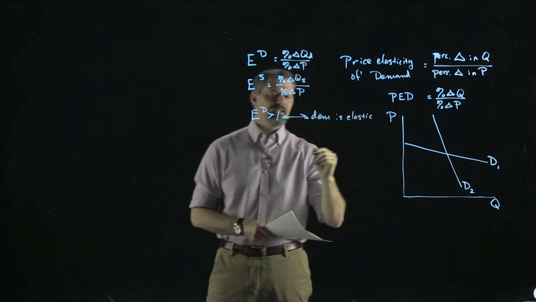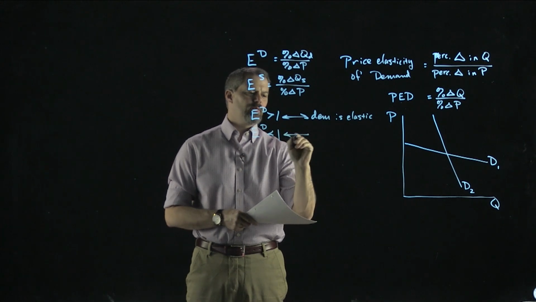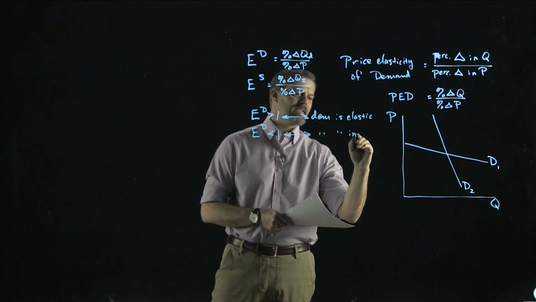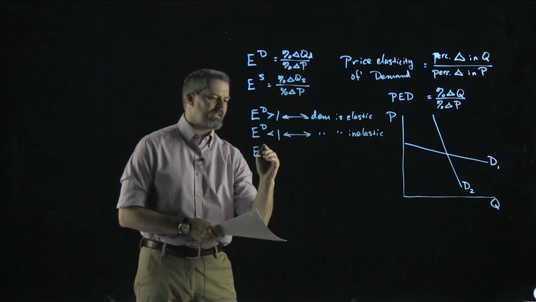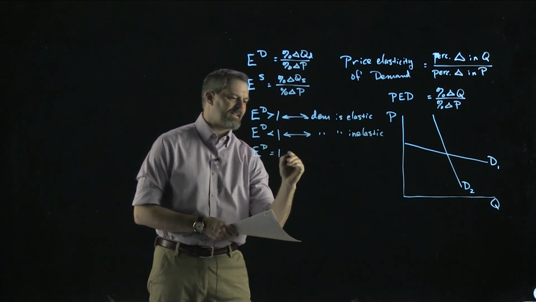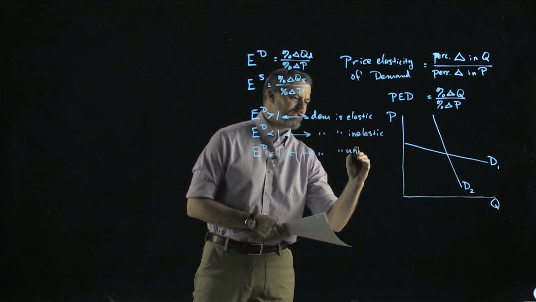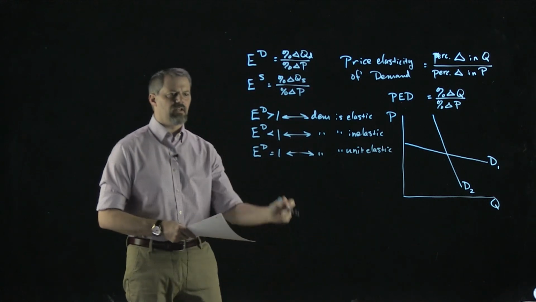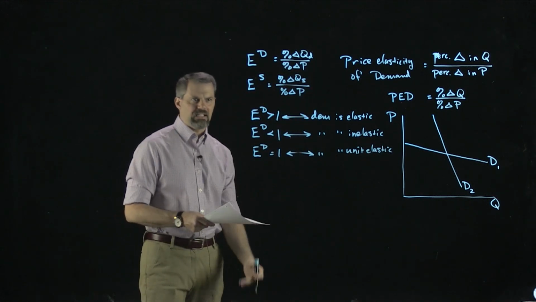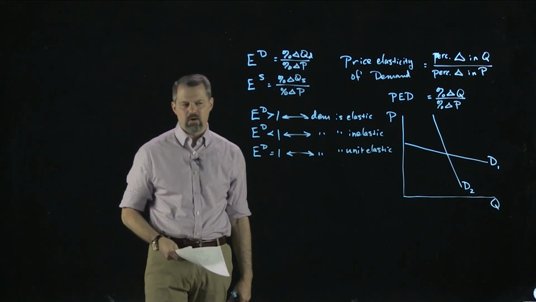And if you were to calculate the elasticity of demand and it's less than 1, we would say that demand is inelastic. And then finally, if you were to calculate the elasticity of demand and it was exactly equal to 1, we would say that demand is unit elastic. So that's how we interpret the number that we get when we calculate the elasticity. Supply is interpreted the same way.